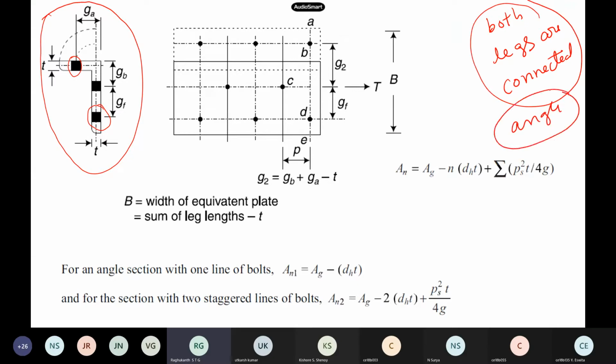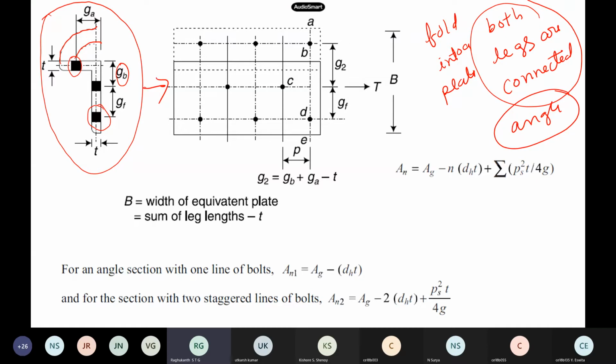The code says you can fold this into a plate. So this portion has been folded into a plate kind of a thing, and it looks like this. GA, GB, GF, all these are straightforward. GA is the gauge distance in this direction. GB is also a gauge from this end to this end. GF is the distance between these two holes. So you fold it into a plate.